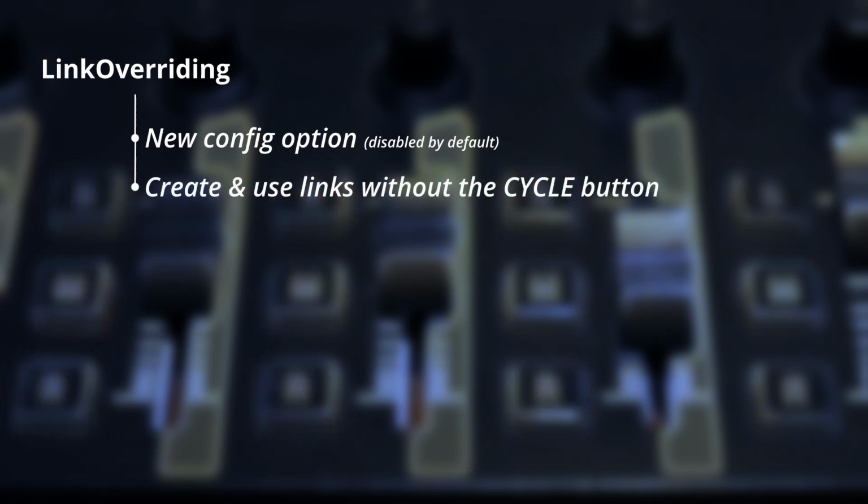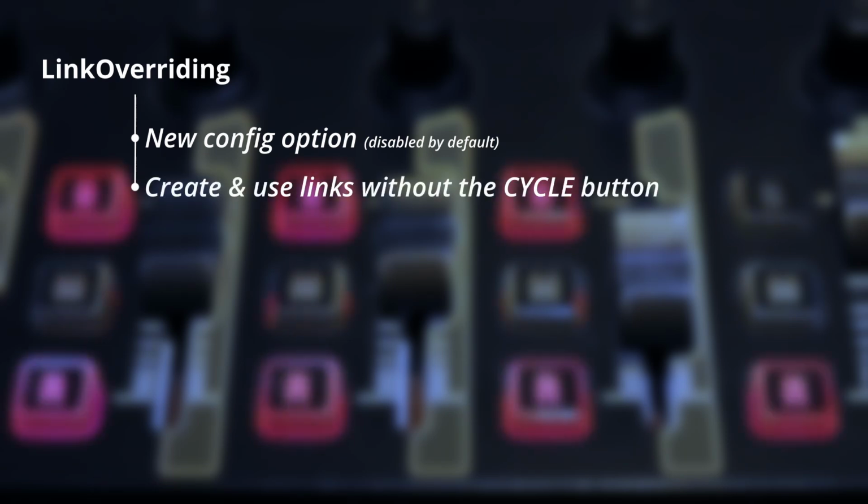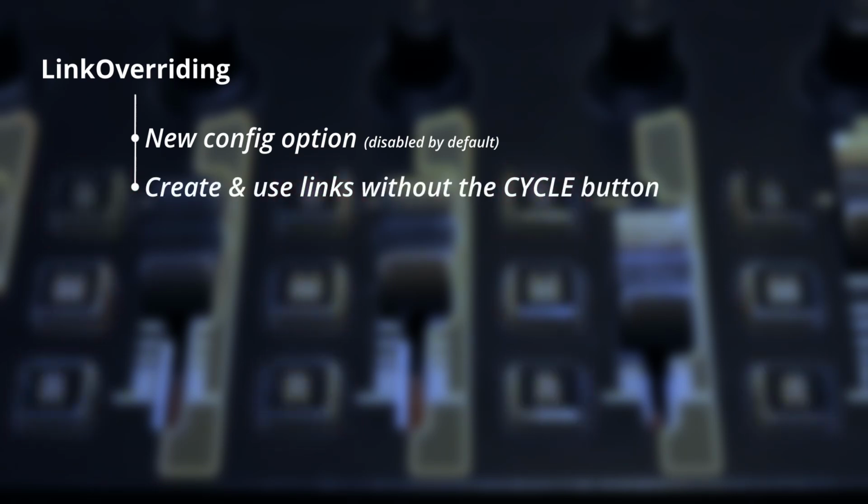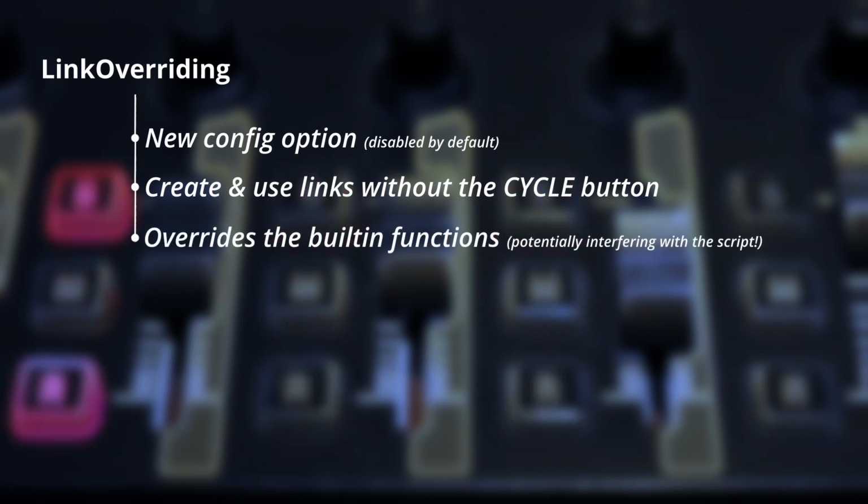There's a new config option called Link Overriding. If you enable it, all the modes will behave the same as the controller link mode, meaning that you can create links directly without using the cycle button. While this may sound like a great idea, it also means that you might break the functionality of the script by overriding one or more of its built-in functions with a link.